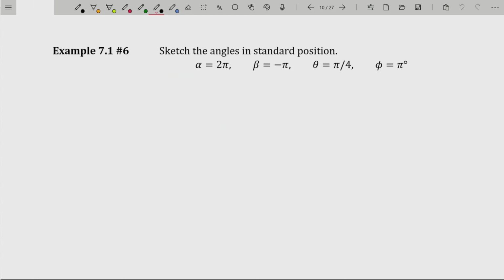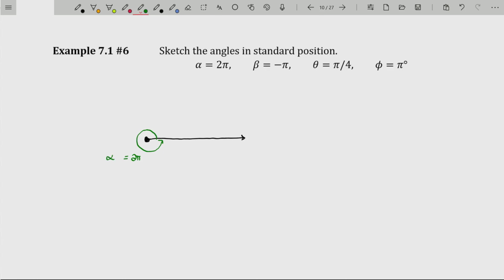So let's sketch some radian angles. And these will all be sketched in standard position. Again, where the initial side points towards the positive x-axis. So alpha is 2 pi radians. Notice none of these, except for the last one, has a degree sign. So all of these, except for the last one, are in radians. So 2 pi, again, positive angles open counterclockwise. I'm going to rotate a full circle. This angle is 2 pi.